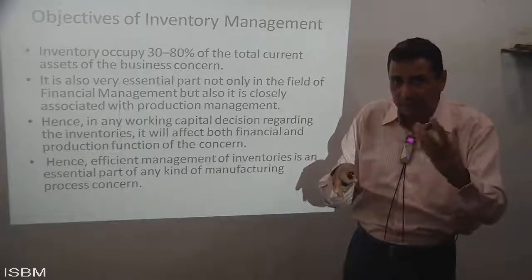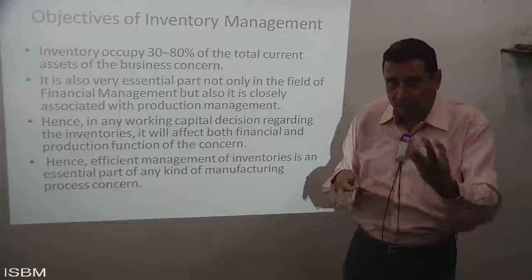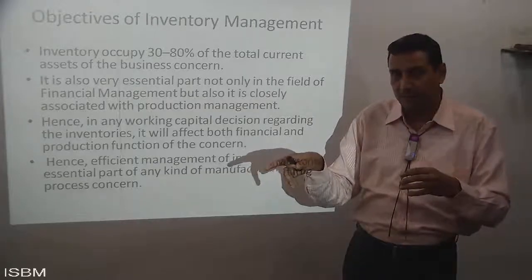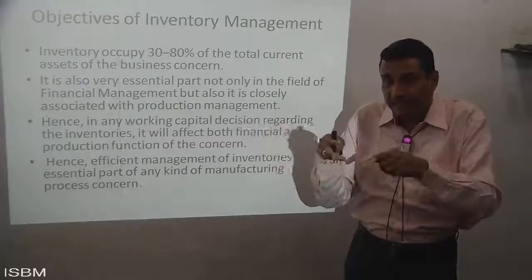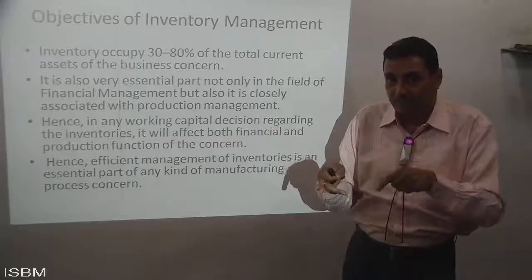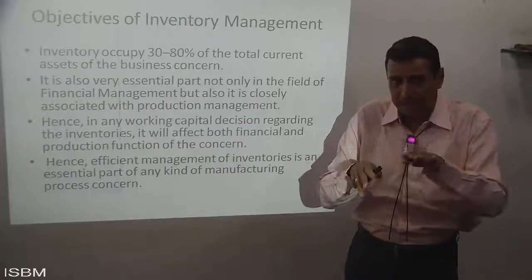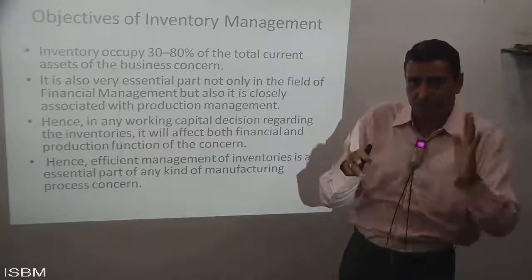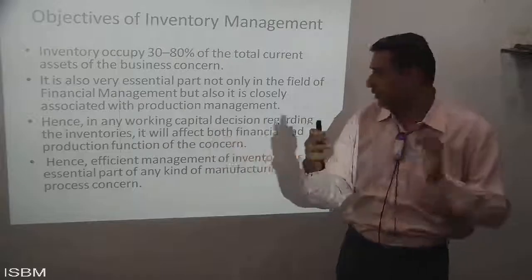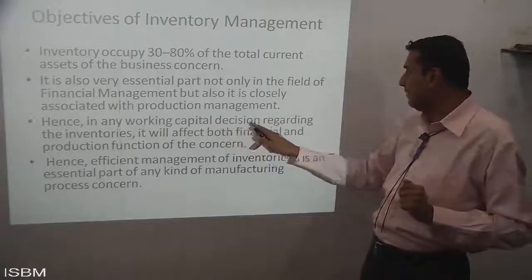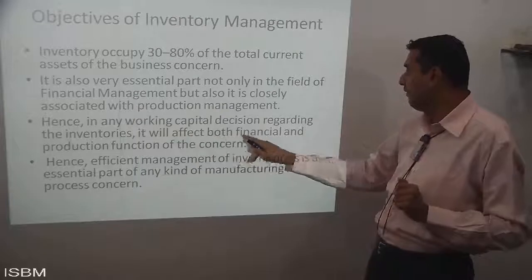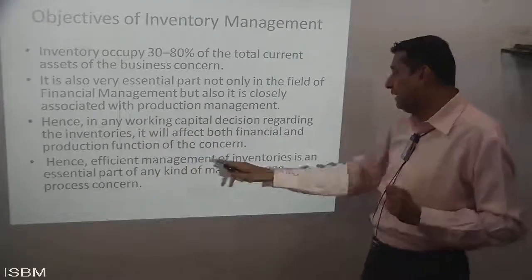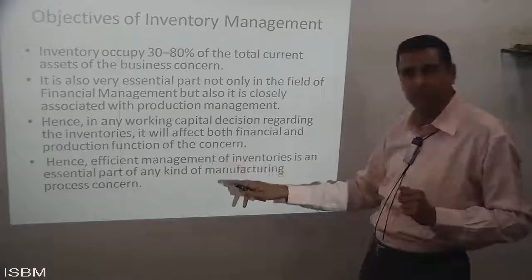You need funds, working capital, to procure the raw material. At the same time, you have to meet the commitment of the production department, because you have to produce the final goods, and the production department needs inventory for production. So you have to balance in such a way that inventory is kept at an optimum level to satisfy both financial management and production management. Hence, any working capital decision regarding inventories will affect both the financial and production functions of the concern. Efficient management of inventory is therefore an essential part of any manufacturing concern.